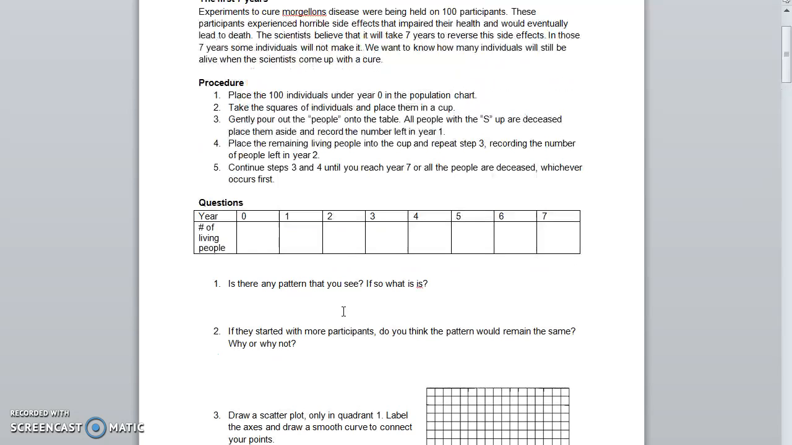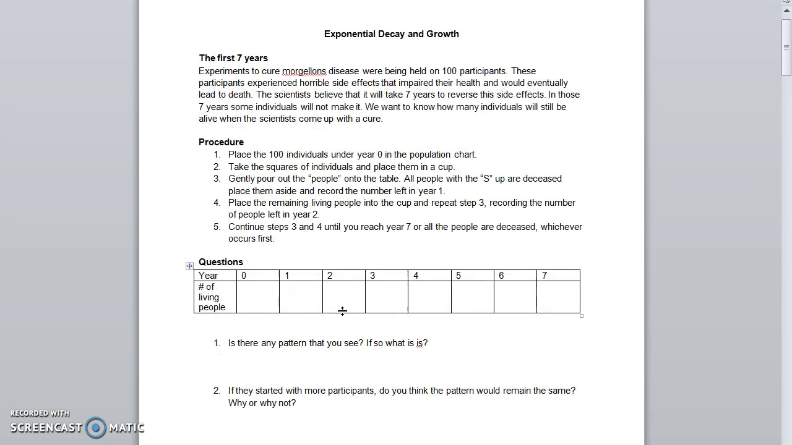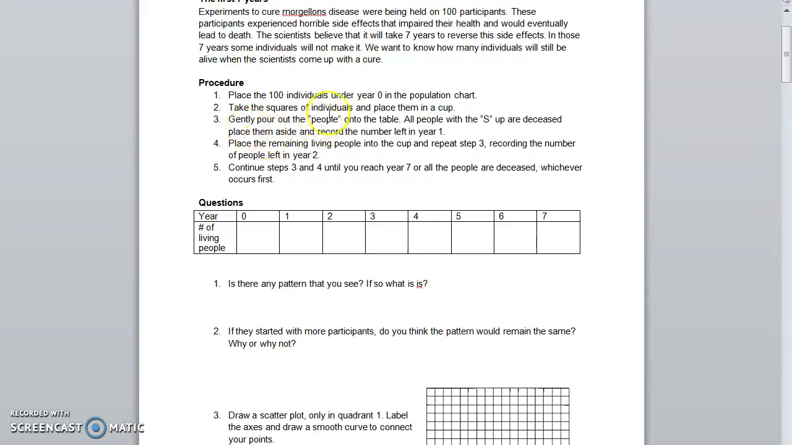Today we're going to take a look at the exponential growth and decay assignment. During this period you will have been working on this front page. It requires you to put 100 individuals in your cup and pour them out. On one side is S, which means they unfortunately didn't make it. On the other side, if it is blank, that means they did make it. In essence, they have a 50% chance of making it or not.